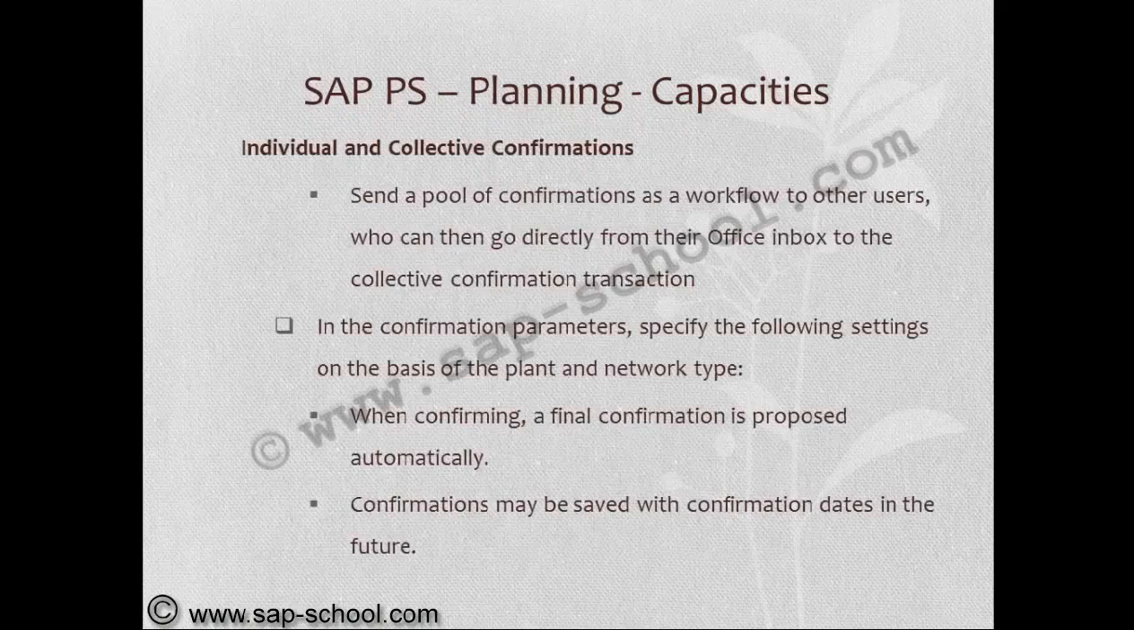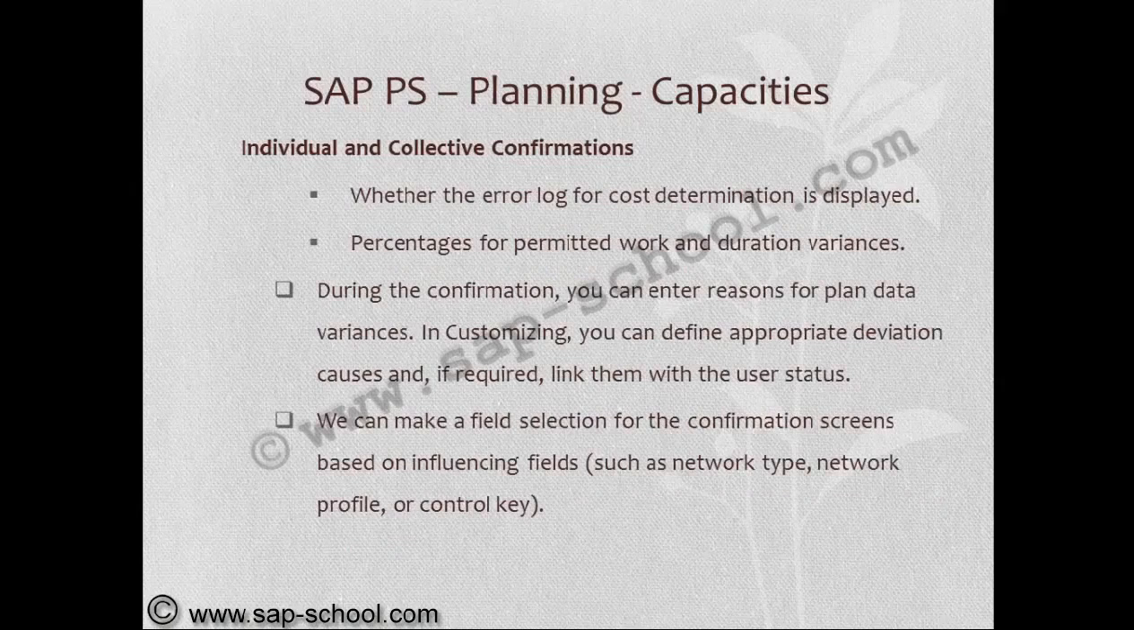Send a pool of confirmations as a workflow to the others who can then go directly from their office inbox to collective confirmation transaction. In the confirmation parameters, specify the following settings on the basis of the plant and network type. When confirming, a final confirmation is proposed automatically. Confirmations may be saved with confirmation dates in the future. Whether the error log for the cost determination is displayed, percentage of permitted work and duration variances. These settings we can do.